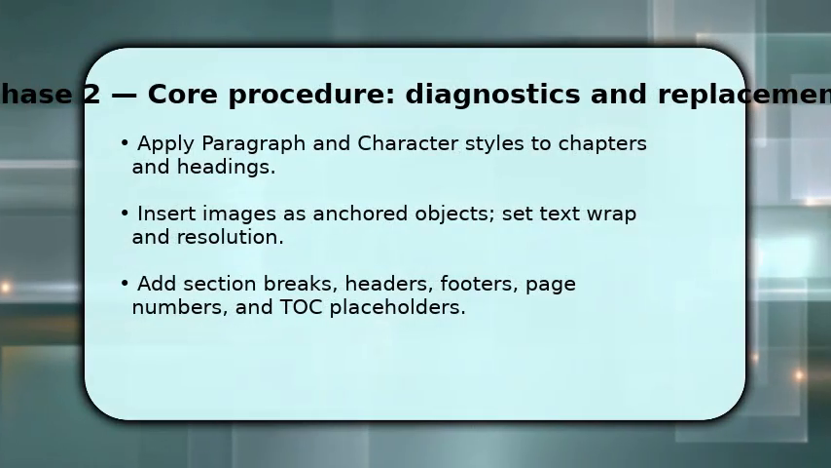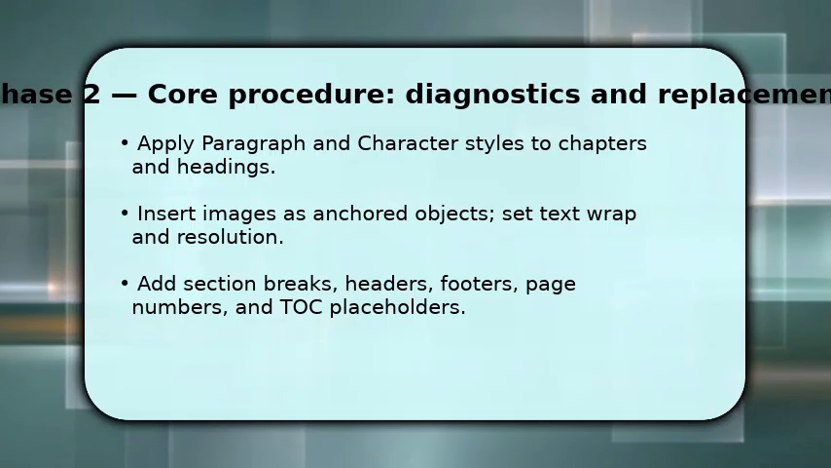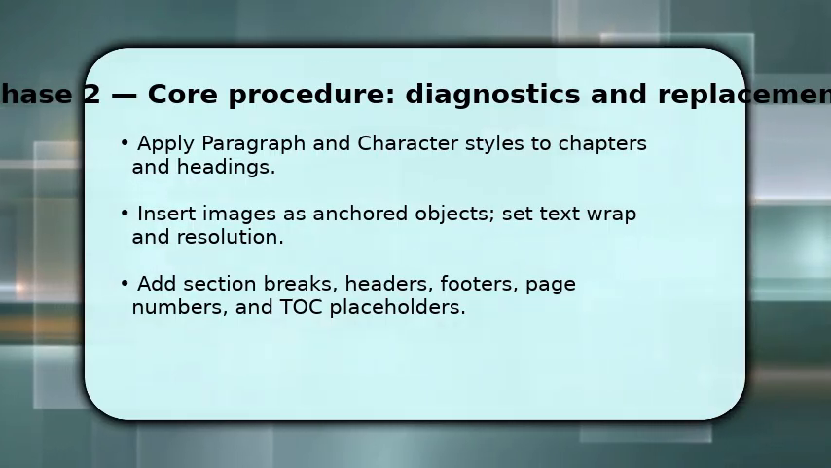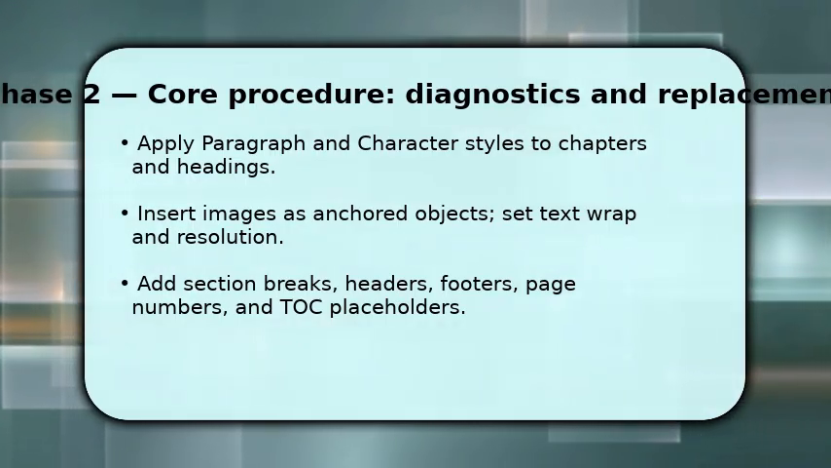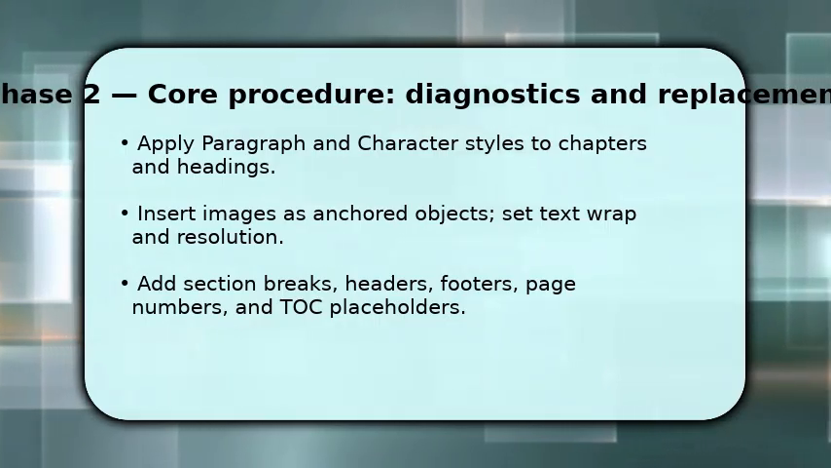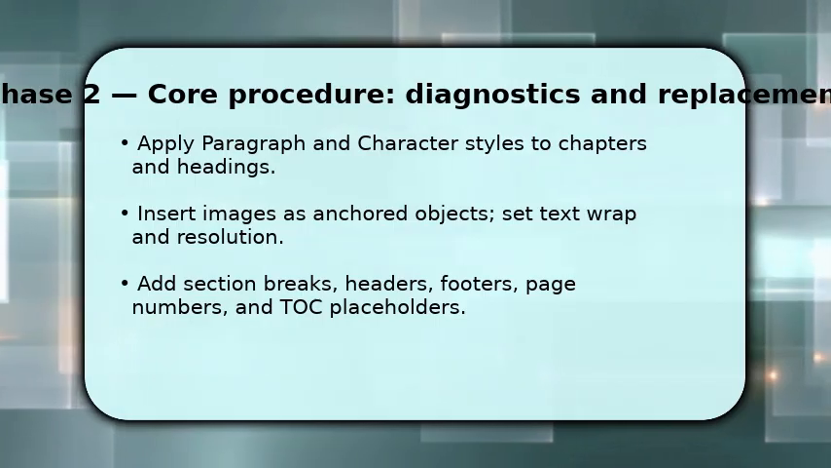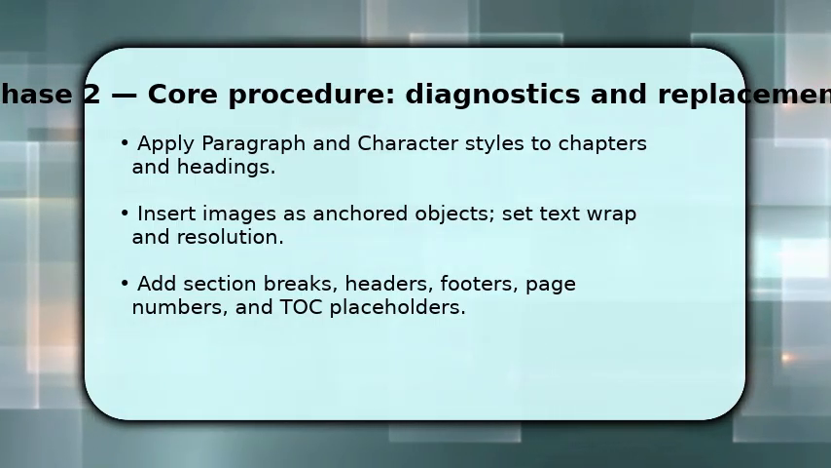Now focus on structure and visual rhythm. Apply paragraph and character styles to each chapter title and body text so Pages recognizes them for automatic TOC and consistent spacing. Insert images as anchored objects, set text wrap, and check resolution for print. Once done, adjust alignment and bleed if needed.